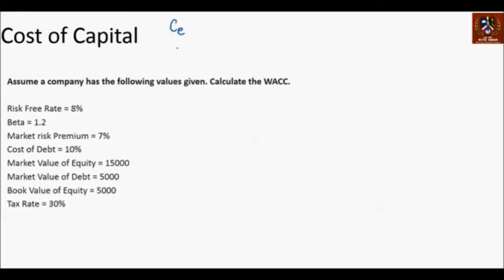We need cost of equity, we need cost of debt, we need market value of equity, we need market value of debt, which is the same as book value of debt, and we need the tax rate, right? So we can calculate the weights correctly.